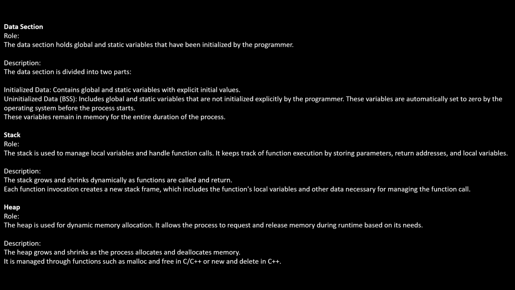the function call. Heap. The heap is used for dynamic memory allocation. It allows the process to request and release memory during runtime based on its need. Description: the heap grows and shrinks as the process allocates and deallocates memory. It is managed through functions such as malloc and free in C, or new and delete in C++.